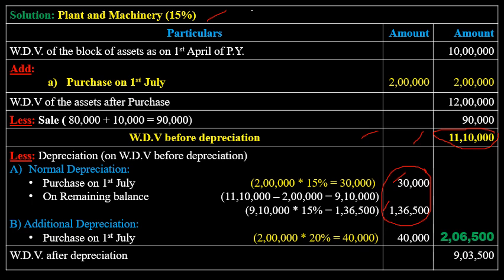Additional depreciation: purchased on 1st July, 2 lakh cost and 20% rate of depreciation, because it was used for more than 180 days. If it was used for more than 180 days, then 20% rate of additional depreciation. If it was used for less than 180 days, then 10% rate, means half the rate of additional depreciation. Here it is used for more than 180 days, so 20% rate, 40,000. So total depreciation for plant and machinery for the previous year is 2,06,500. That's the total depreciation.